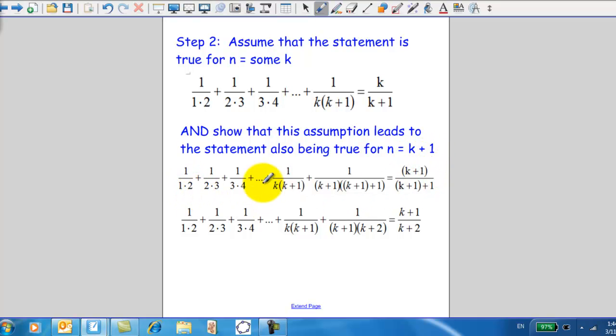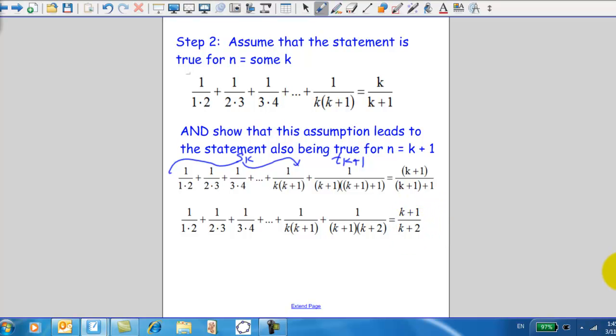So what you do is, this is the sum of the first k that we have written out here. And we're adding on the k plus first term. And we want to see that will make the sum of the first k plus 1 terms. And we want to see if the formula still works for that.